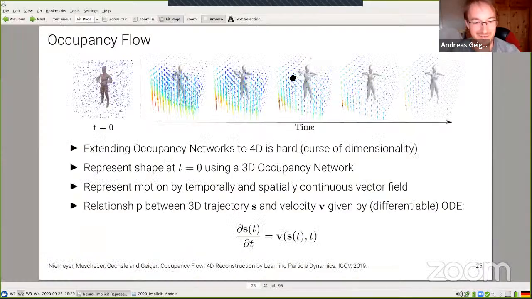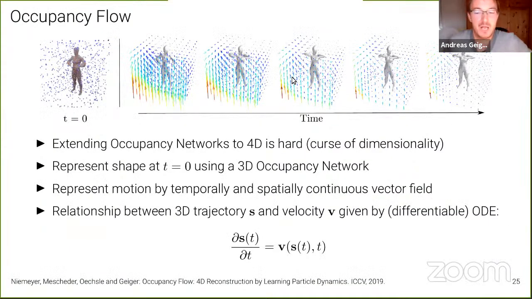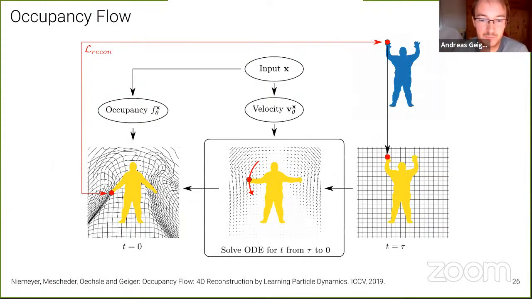Okay, I'm back. So the relationship between the 3D trajectory S and the velocity is given by this ODE here. And now we need this ODE to connect space and time. So we need this ODE to connect this reconstruction at time 0 to other time steps. So it's basically a model that can, at any continuous point in time, infer a reconstruction.